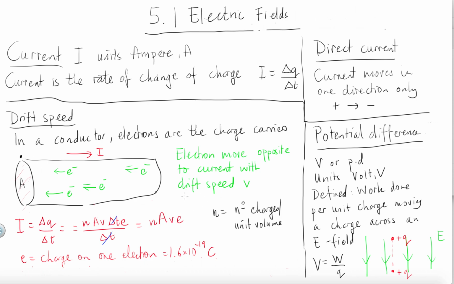v is something called the drift speed of the electrons, and e is the fundamental charge on the electron, which we went through just a second ago.